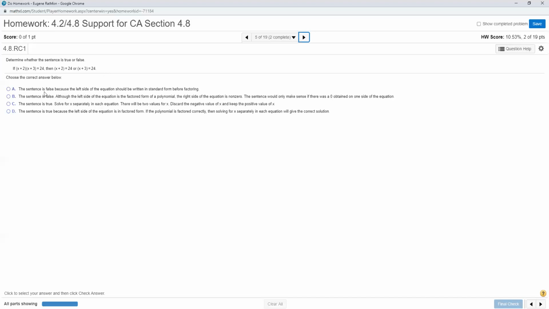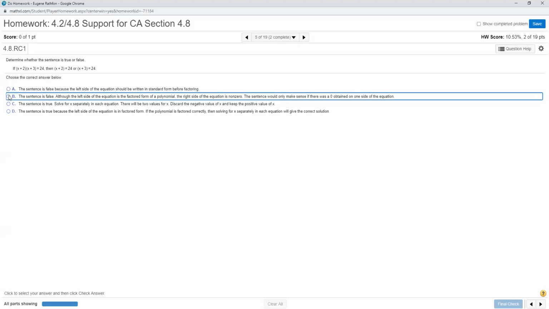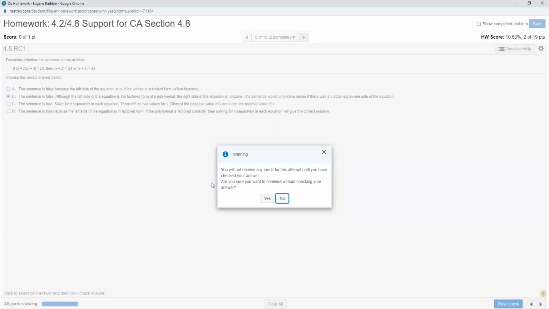And then let's see what they're saying. The sentence is false because the left side should be written in standard form, or it's false, although the left side of the equation is factored, the right side of the equation is non-zero. It would only make sense if there was a 0 obtained on one side of the equation, so it's false because of that reason, because we don't have our 0 on that side. So you'd put that and move on.